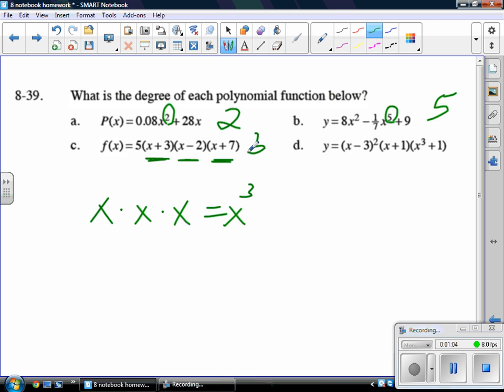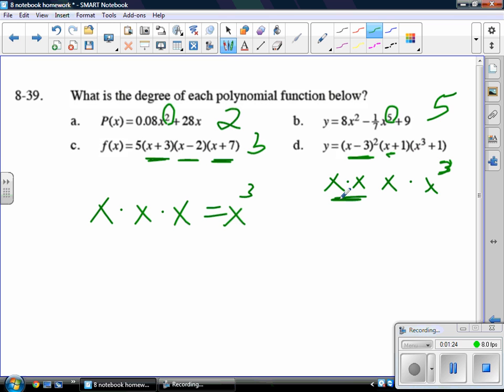In part D, I have something squared. So say I multiplied this out, it would be x times x. Then I have another x right here. Then I have an x to the 3rd power. So it's not necessarily the biggest number there before you multiply it. You need to multiply it out in order to figure that out. But most of the time you can do that in your head.